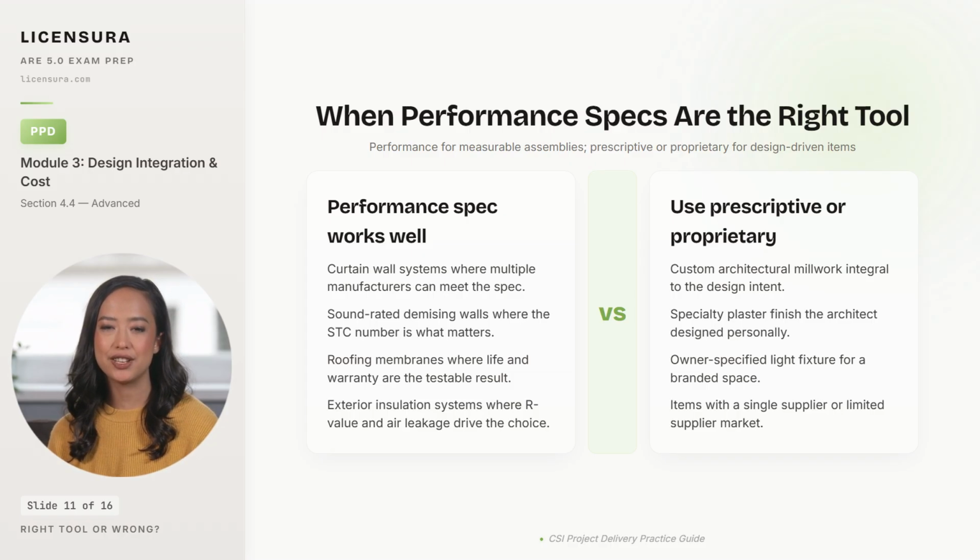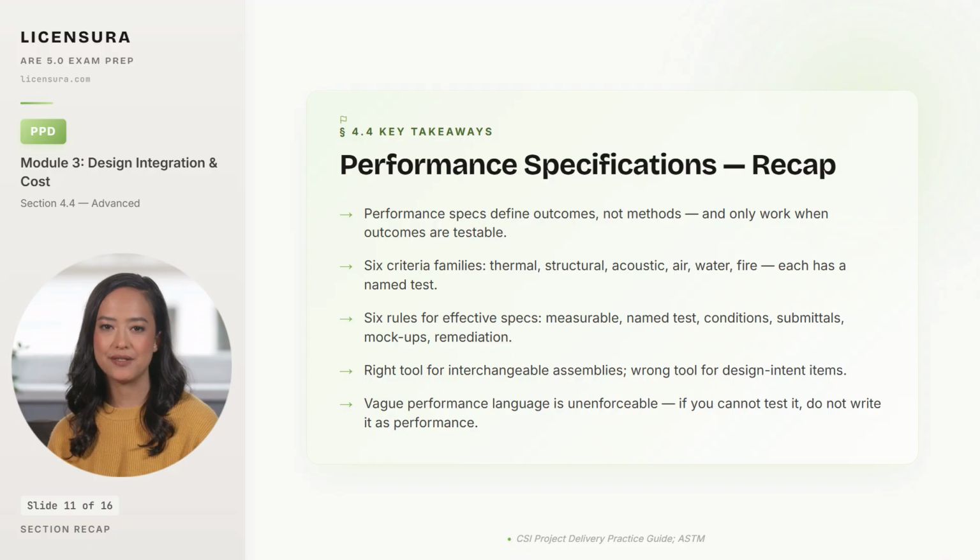5 takeaways anchor the specification strategy conversation in the next DD review. 5 takeaways close the performance specification framework. Performance specs define outcomes rather than methods, and they only work when the outcomes are testable in the field. Every performance specification is a downstream test waiting to happen. 6 criteria families show up across almost every commercial project: thermal, structural, acoustic, air infiltration, water penetration, and fire resistance. And each one has a named test method that produces a verifiable number.